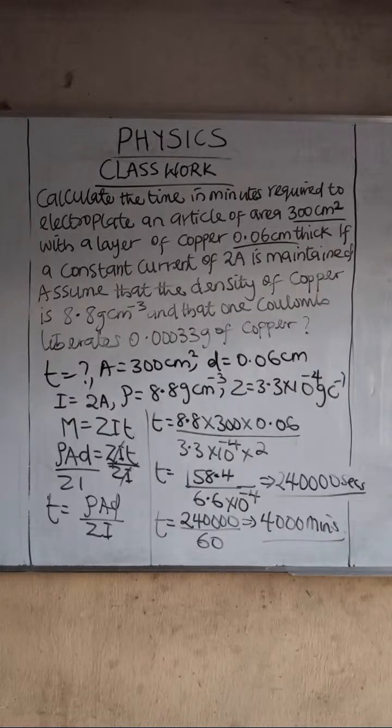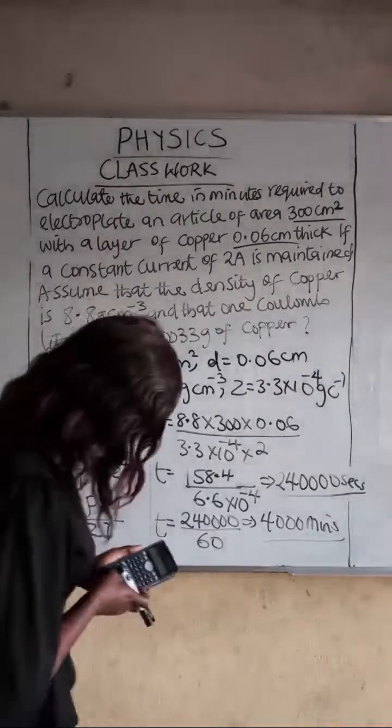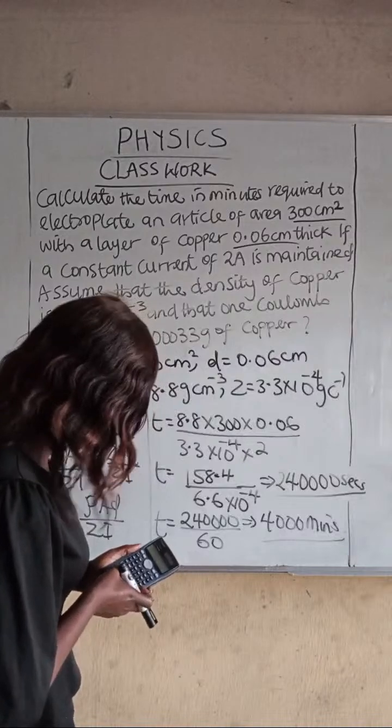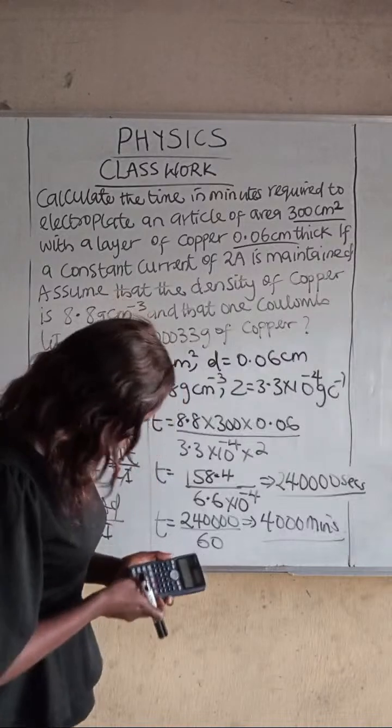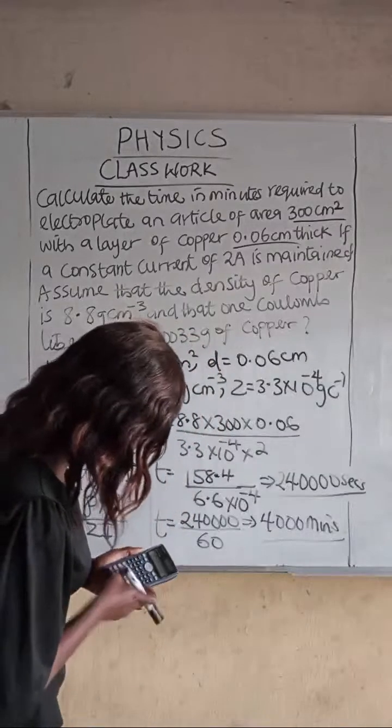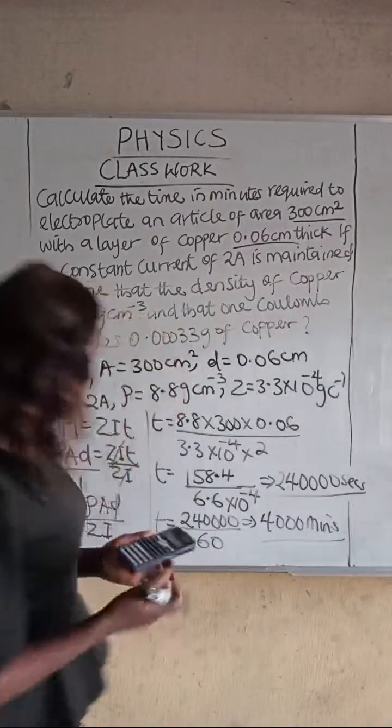Okay, I said 1.5 instead of 158.4. That was an oversight. Let me do it again. I have 158.4 divided by 6.6 exponent minus 4. Okay, yeah, that was an oversight.